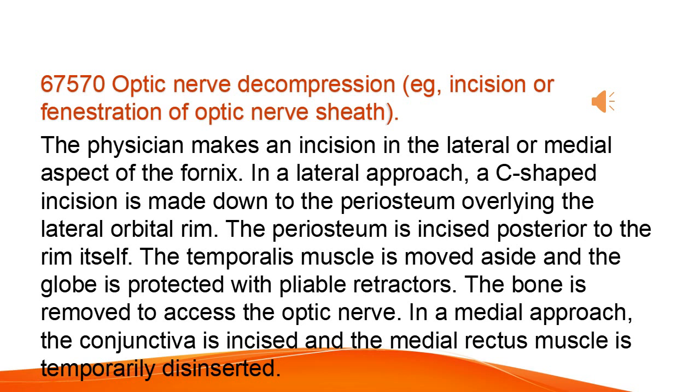Optic nerve decompression, e.g., incision or fenestration of the optic nerve sheath. The physician makes an incision in the lateral or medial aspect of the fornix. In a lateral approach, a C-shaped incision is made down to the periosteum overlying the lateral orbital rim. The periosteum is incised posterior to the rim itself.